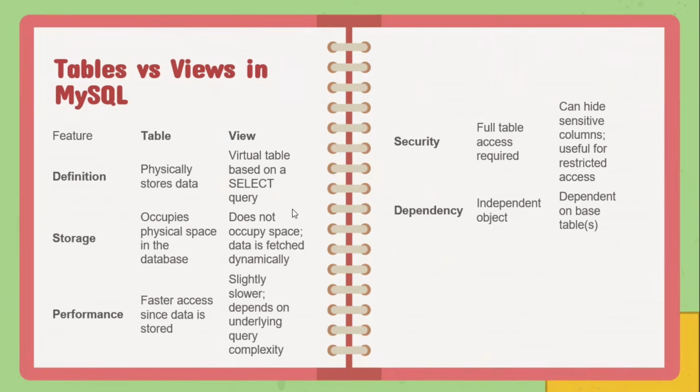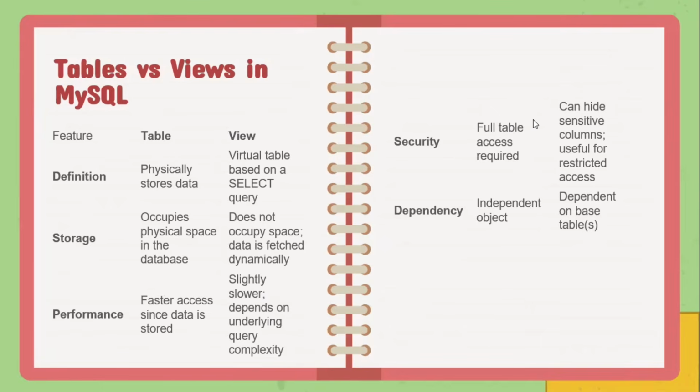There is a popular question that a Cognizant interviewer often asks, which is table versus view in MySQL. A table actually physically stores the data, but a view is a virtual table based on a select query. And storage: a table occupies physical memory in the database, but a view does not occupy space. The data is fetched dynamically. A table has faster access since data is stored, and a view is slightly slower because it depends on the underlying query complexity. As it is not stored, it is a virtual table, so that's why it takes more time to get accessed.